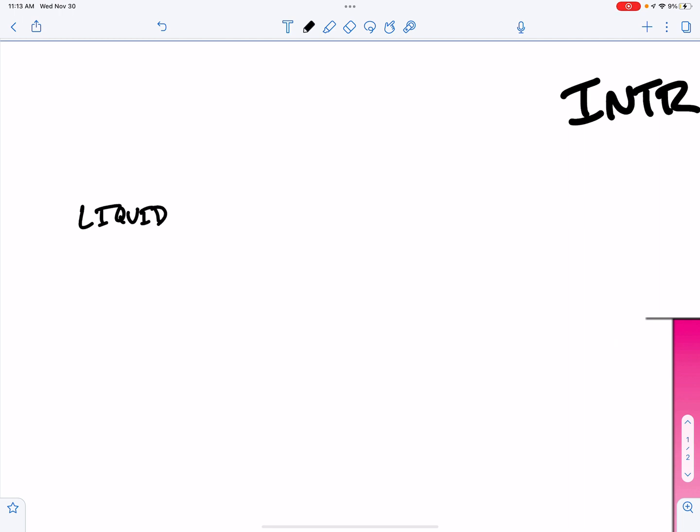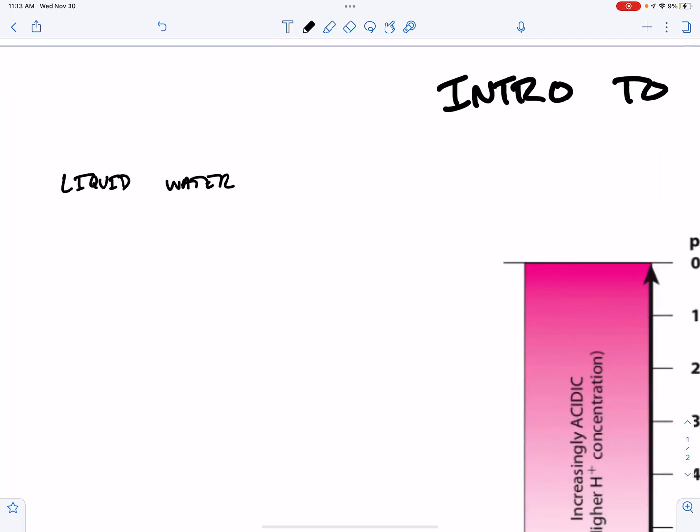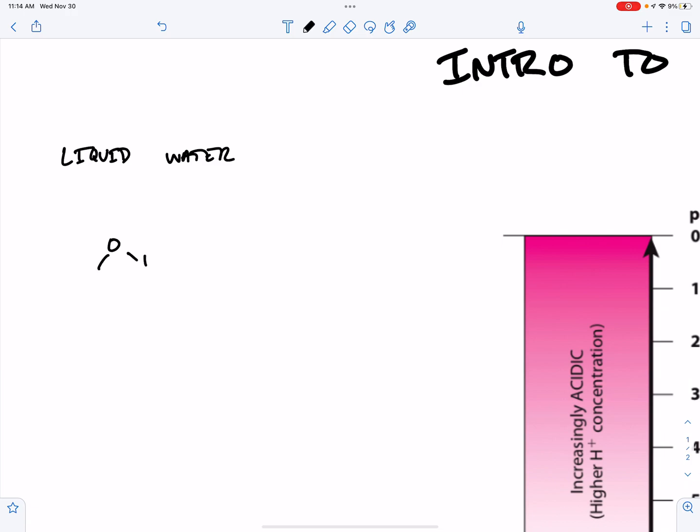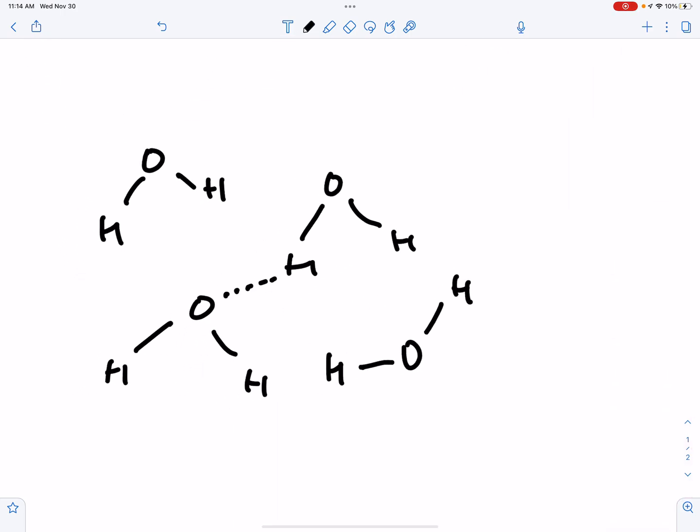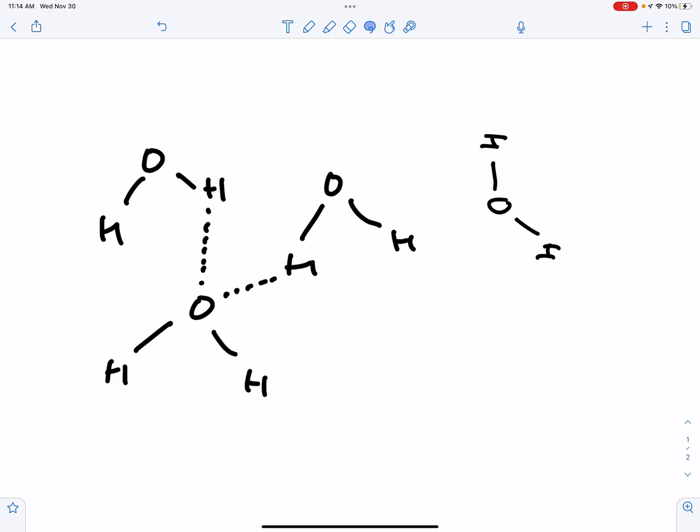Liquid water. Liquid water is composed of many molecules of H2O, all bebopping around in solution. And you know that water molecules have a slightly positive end and a slightly negative end, and they form hydrogen bonds with one another in solution. And these hydrogen bonds are always breaking and reforming.